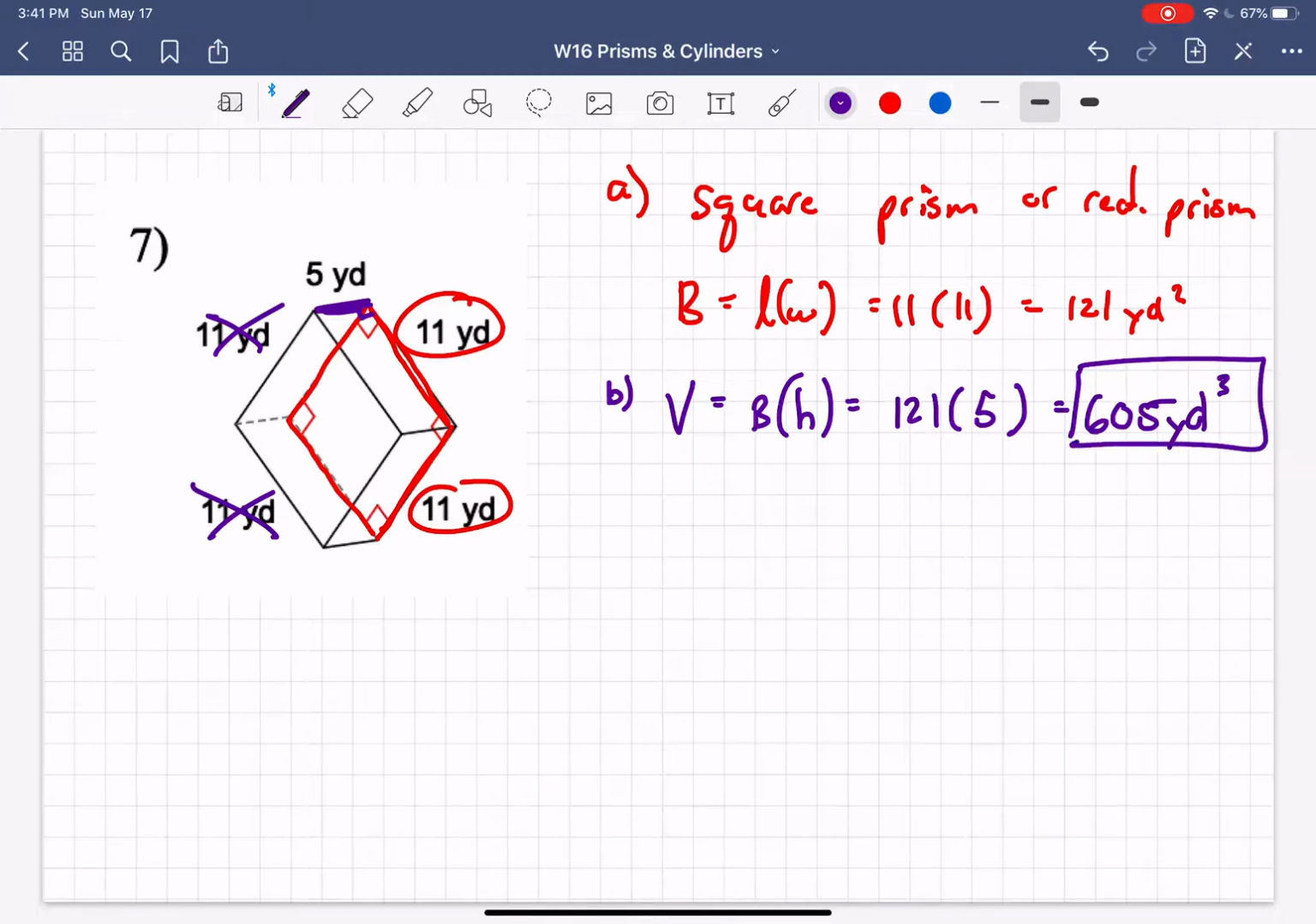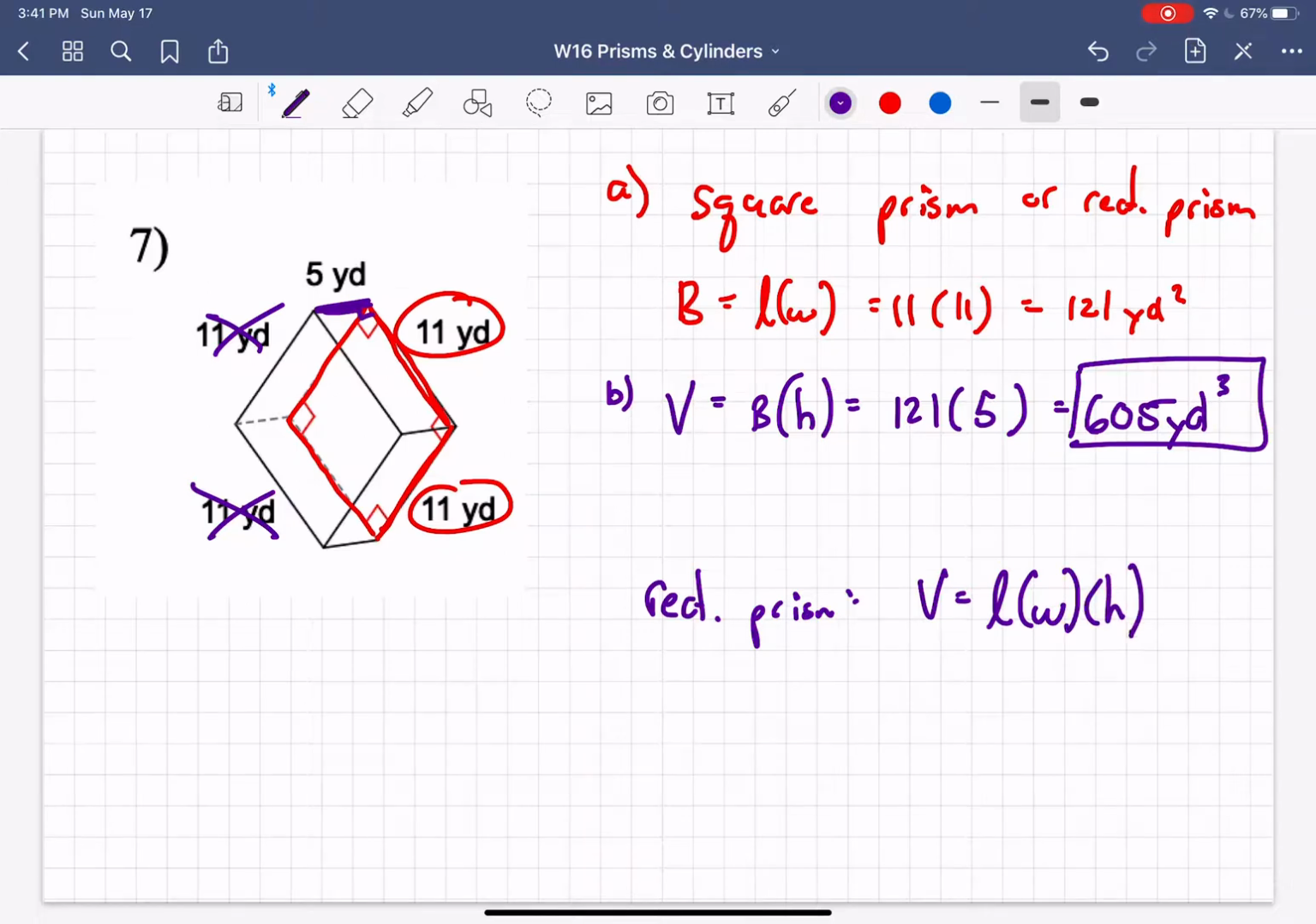So these problems are actually quicker than area because we don't have all these extra steps. Volume is a formula right away. And one formula that you might have already talked about, for rectangular prisms only, is volume equals length times width times height.